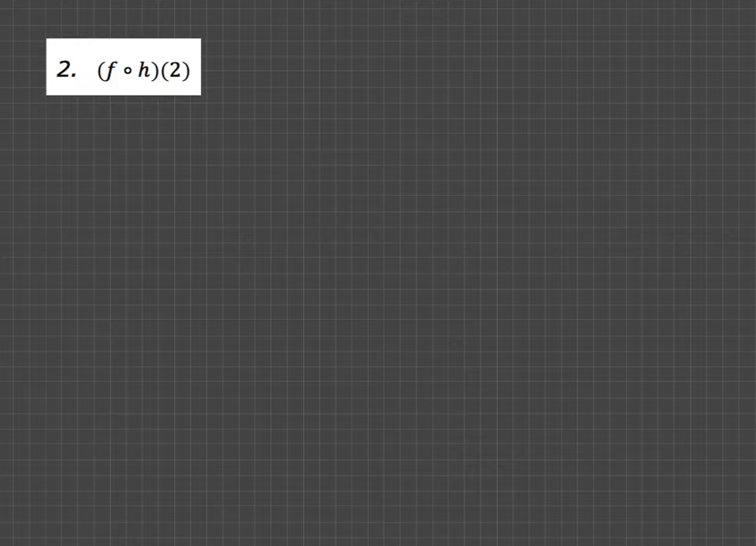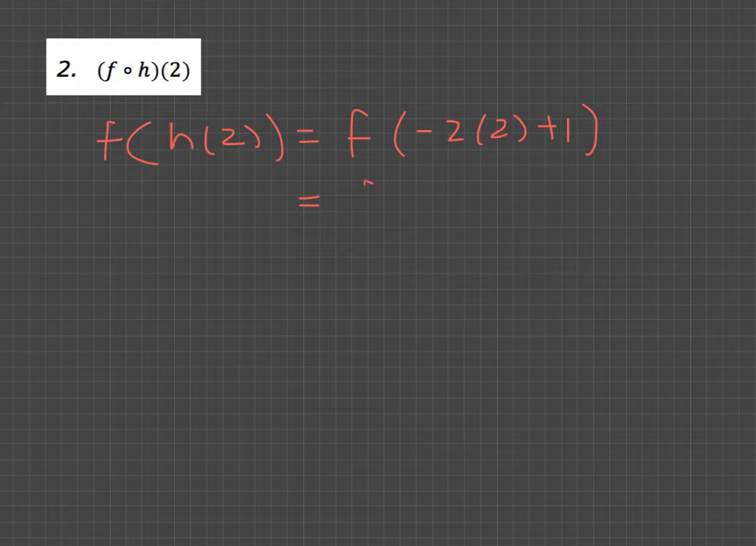Okay, so this one, we are going to evaluate f of h of 2. So first we will plug 2 into that function h. So we get negative 2 times, replace the x with 2, plus 1. So negative 2 times 2, we get negative 4, plus 1. That's going to be f of negative 3. So we evaluated h of 2 and we got negative 3.